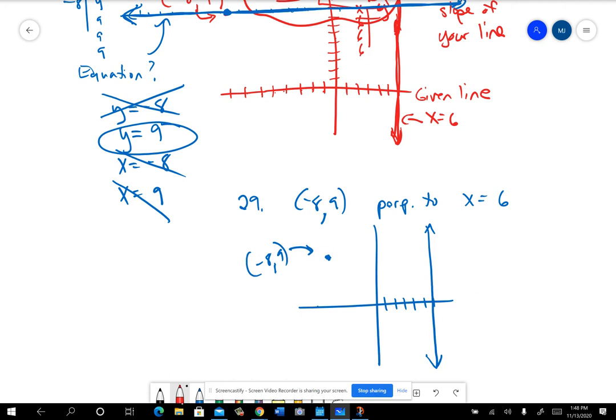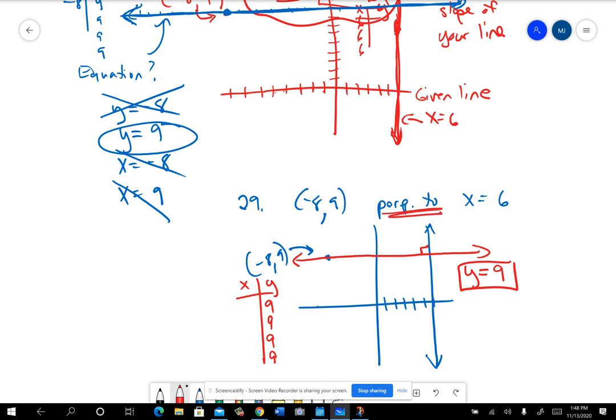You want the line that's perpendicular to that, so you want it to go this way. That's a horizontal line. When you're thinking about that, all the y coordinates on that line are 9. So you would answer the question: y equals 9. Now the line parallel would be another vertical line, x equals -8, but I want perpendicular, so it's going to have to go horizontal. It's going to have to be y equals 9.